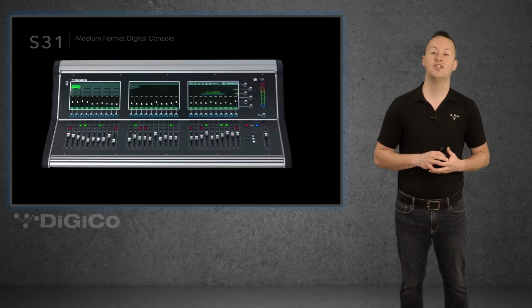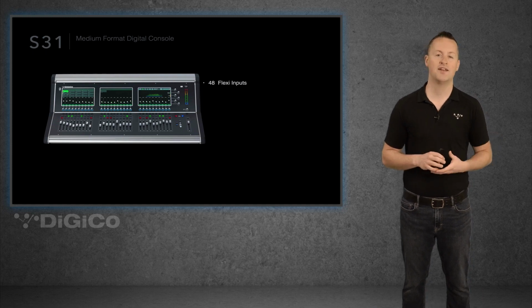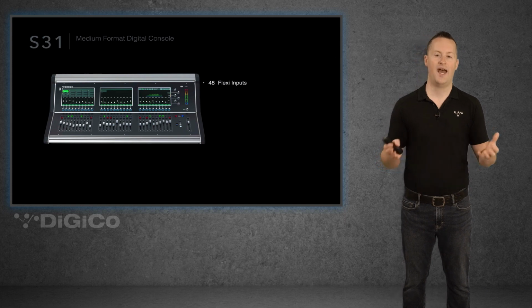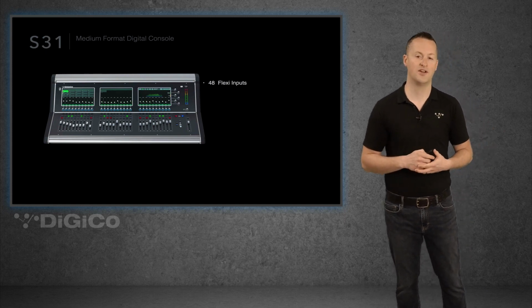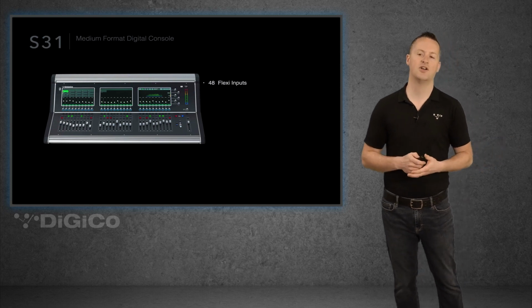All right, so now that we have an overview of Dante, let's build a system out. So first I want to introduce you to the S31. The S31 is part of the S series family. There's an S31 and an S21. The 21 has fewer faders and 2 screens, and the S31 has 3 screens and more faders. Same DSP availability between them, just one's a smaller and more compact console.